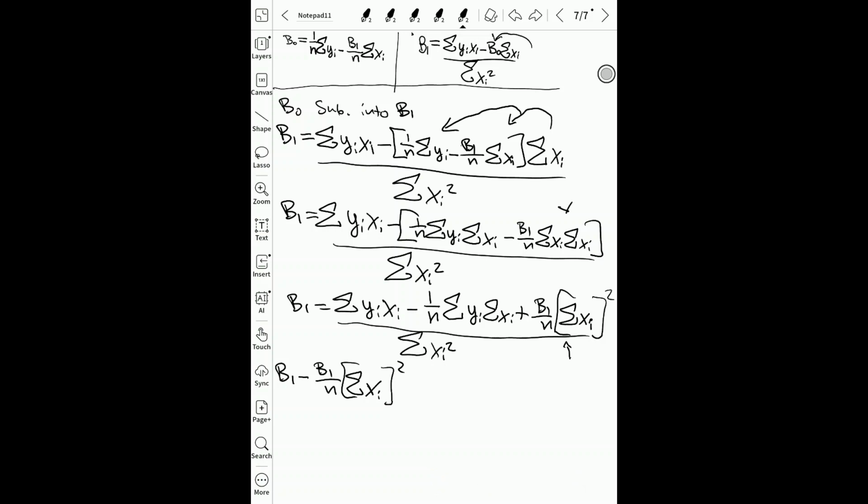What might be easier, instead of trying to do this whole thing all at once, is to break down the steps so that I don't lose anybody. We've got this thing in the denominator that we've got to deal with, right? So maybe the first thing we'll do is multiply beta 1 by the sum of xi squared. That way we can get out of the denominator.